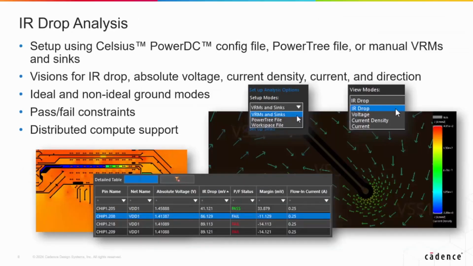With the IR drop workflow, you can catch voltage drop and current density problems before the physical design is complete. Using configurable IPC or manual thresholds, current density issues in vias, traces, and planes are captured in both table and visual forms. Users can import constraints, models, and setup details from Sigrity PowerDC and PowerTree. For larger designs, distributed computing is supported.